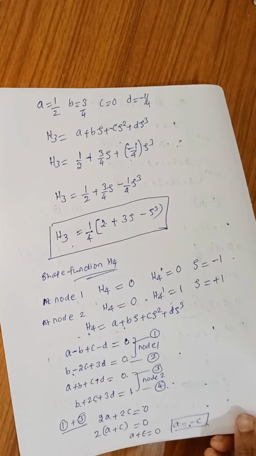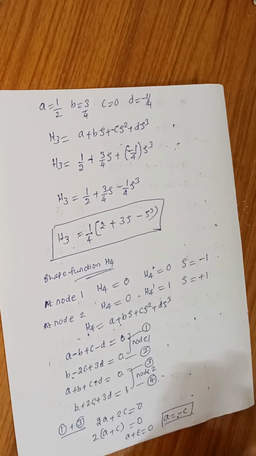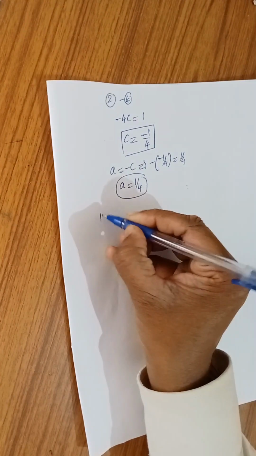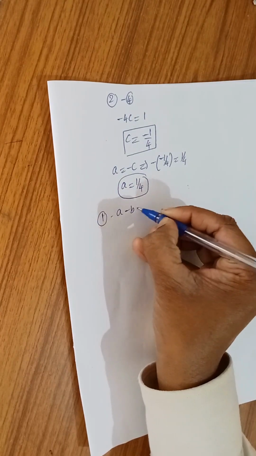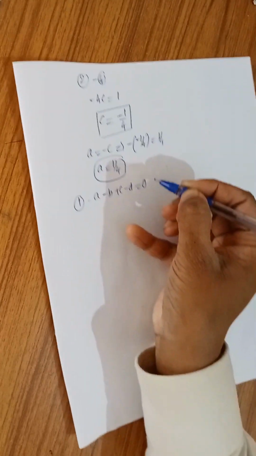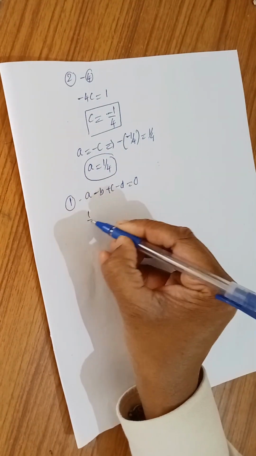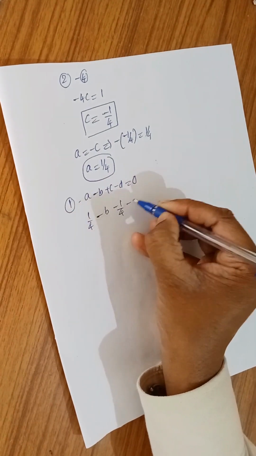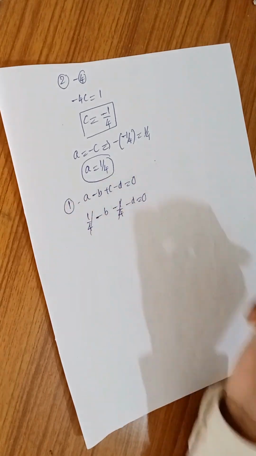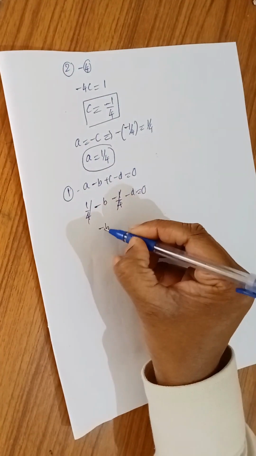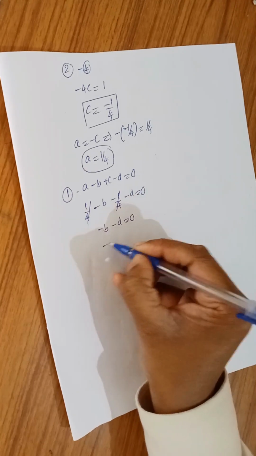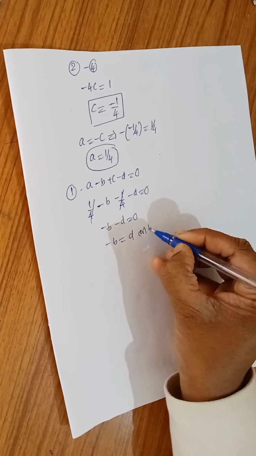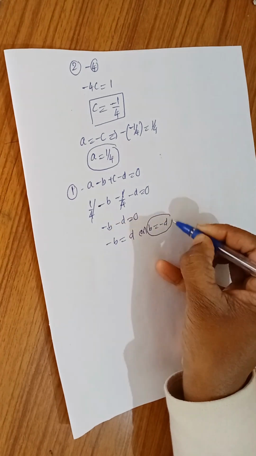Now let's substitute all those values into equation number 1, that is a minus b plus c minus d equal to 0. If I substitute, I'm going to get 1 by 4 minus b minus 1 by 4 minus d equal to 0. So both get cancelled. I'm going to get minus b minus d equal to 0, or minus b equal to plus d, or I can also write b equal to minus d.